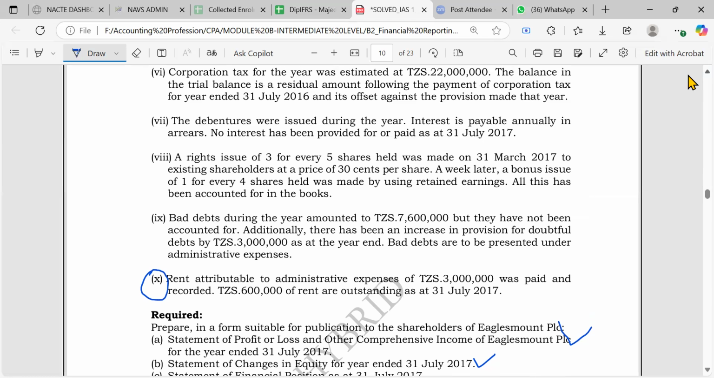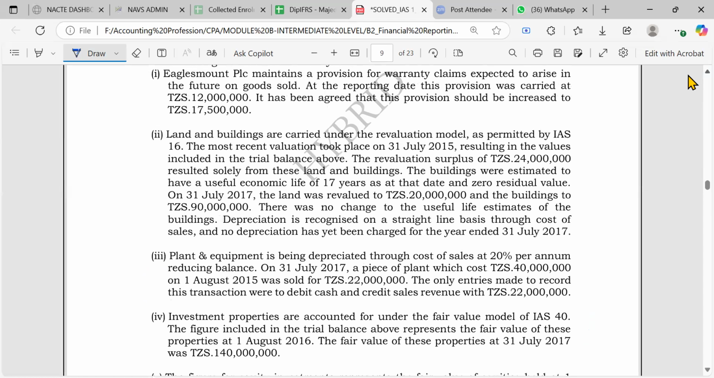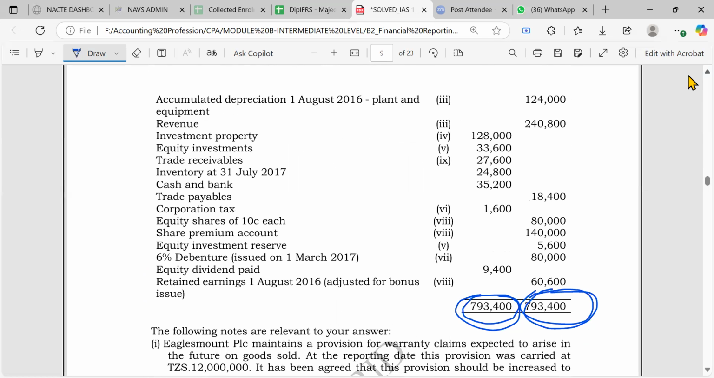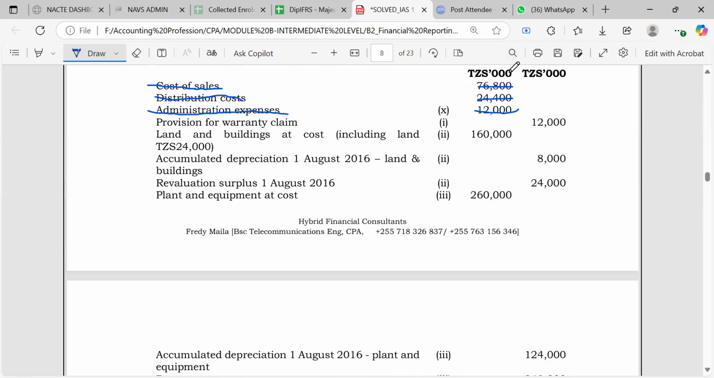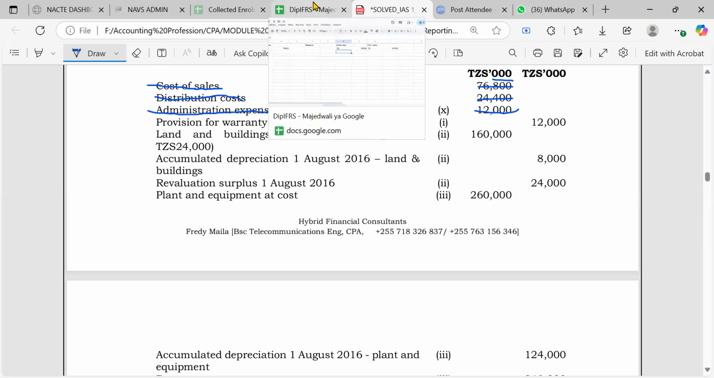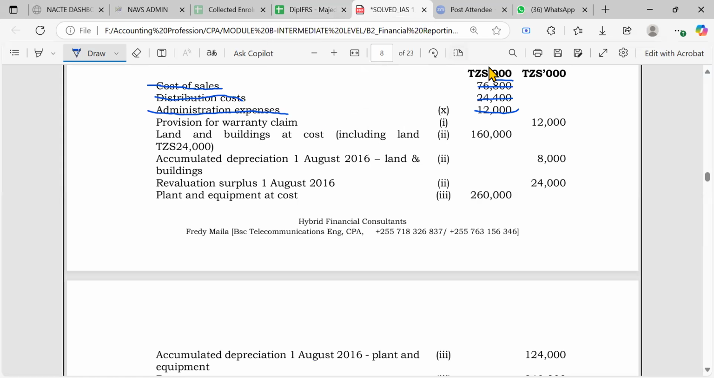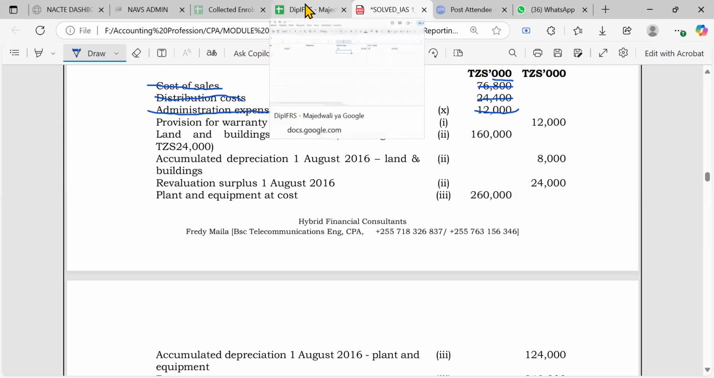When you go to these admin expenses here, it's 12 million, you know, you have the 3 zeros held up. So 3 million out of these was related to rent, but it is paid already. The 600,000 is still outstanding. Is that a liability to the company? Yes, it's a liability. It is an accrued expense, 600,000. Remember, we held the 3 zeros up here, so just take it as 600.